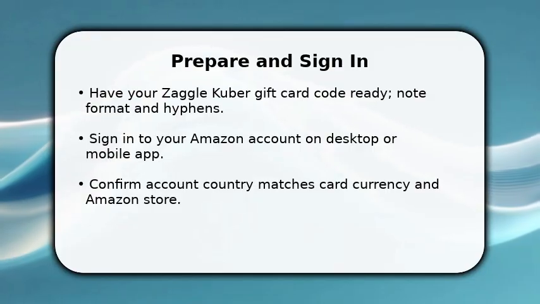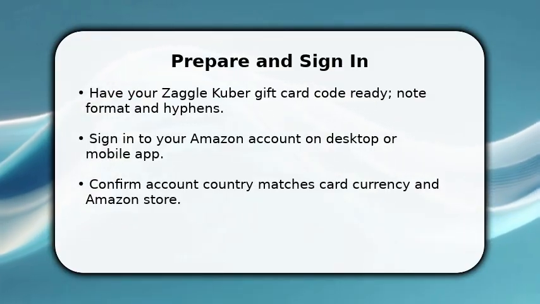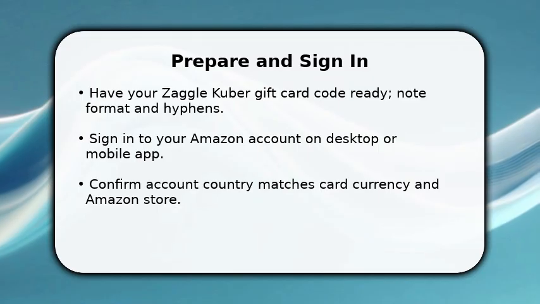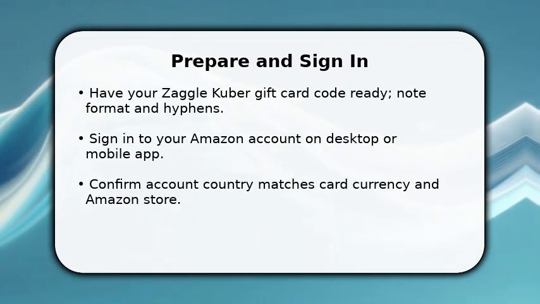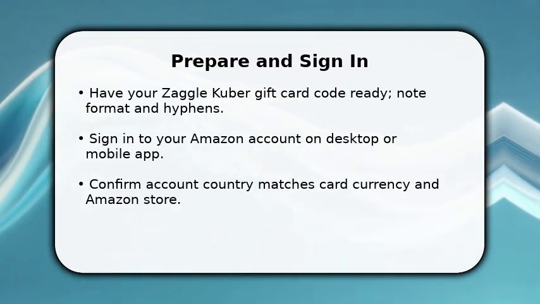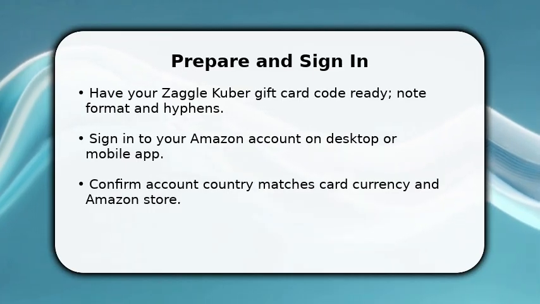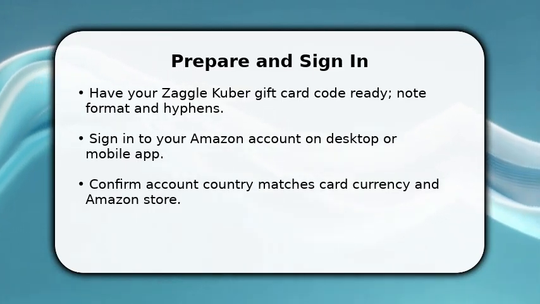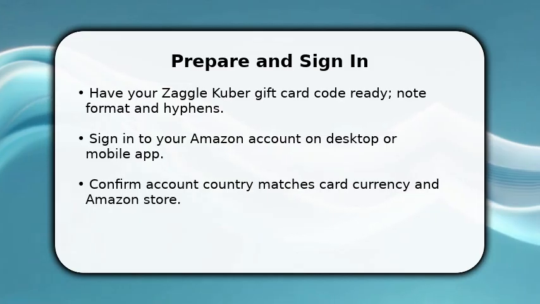You start by locating the Zaggle Kuber gift card code and verifying the exact characters. Transcription errors are the most common issue. Sign in to Amazon now and go straight to gift cards or your payments. This saves time versus navigating account menus.